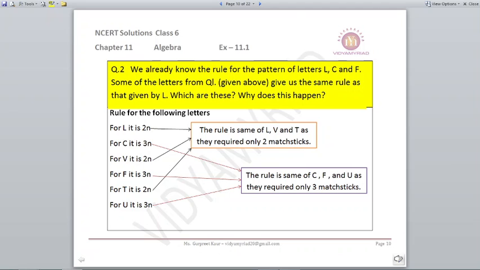Question number 2. We already know the rule for the patterns of letters L, C and F. Some of the letters from question number 1 give the same rule as that given by L. So let us see what these letters are. For letters L, C, V, F, T and U, in the case of L, V and T, all these 3 letters require only 2 matchsticks. So the rule is 2n. Whereas in order to make C, F and U, we require 3 matchsticks. So the rule is 3n.